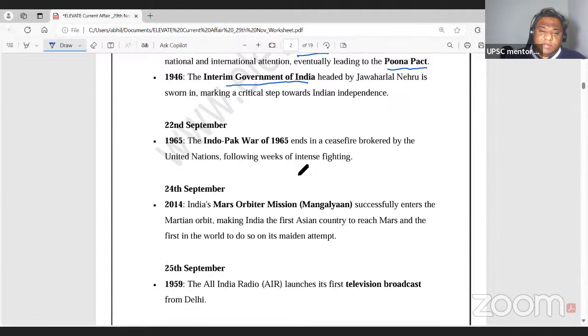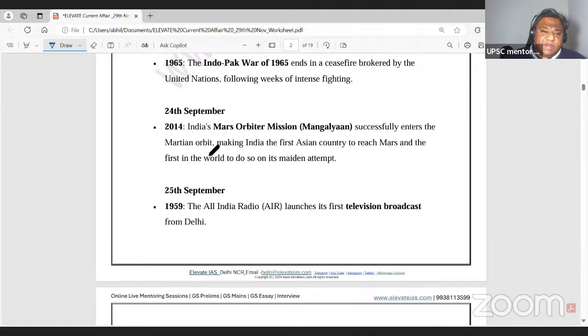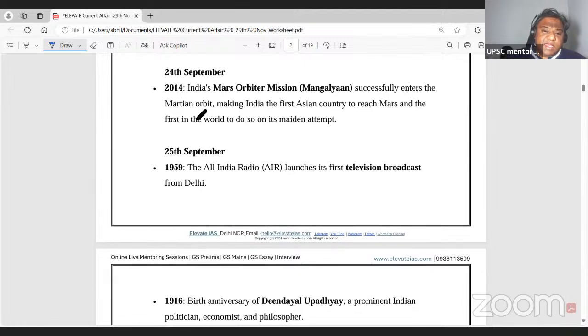So this is very important if you remember the sequence of how India got independence. Every candidate giving this exam needs to know month-wise what happened from 1945, when the World War got over, till 1947. There is an entire sequence of events which happened. On 22nd September 1965, the Indo-Pak War ended in a ceasefire. On 24th September 2014, Mangalyaan successfully entered the Martian orbit, making India the first Asian country to reach Mars.